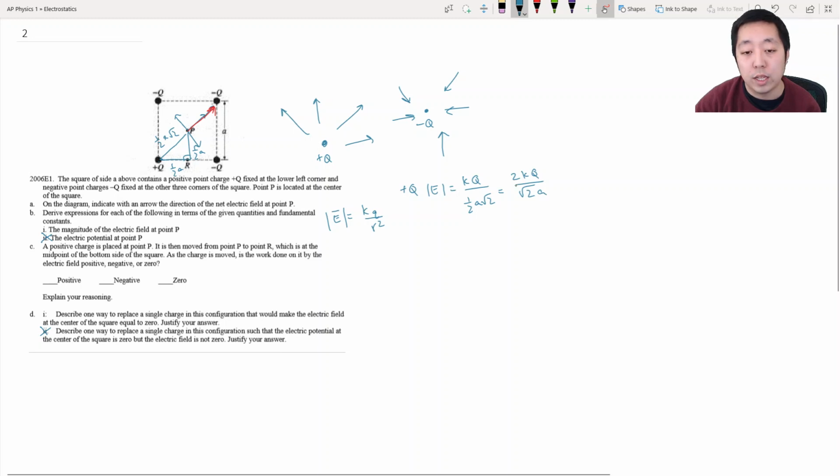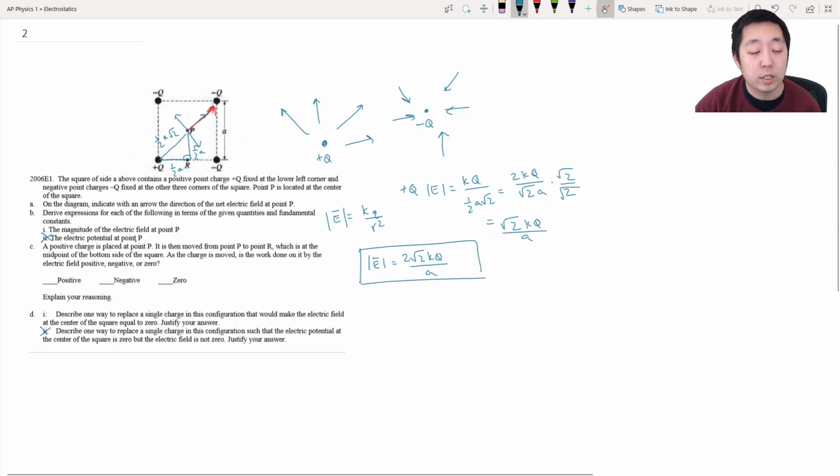If you want to rationalize it by multiplying by root 2 over root 2, you'll find that this becomes square root of 2 kq over a. Now that's just due to the positive charge. I'm going to have the exact same one due to the negative charge, so it'd be the same amount. Like I said, this arrow becomes doubled. So my total electric field is equal to 2 root 2 kq over a.